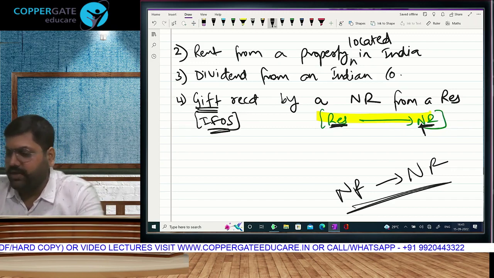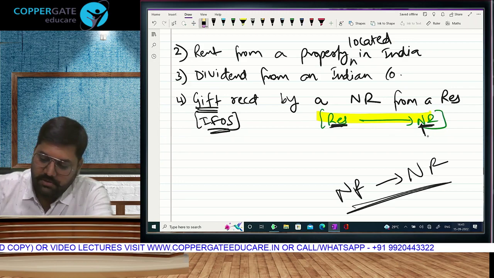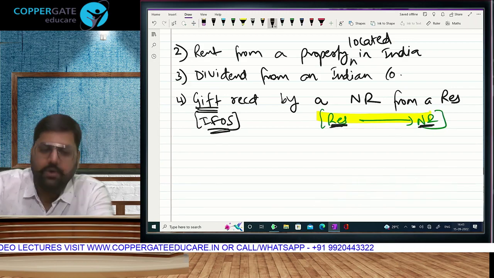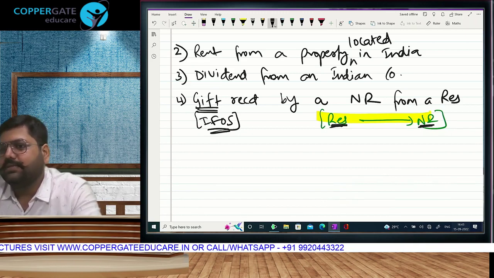If the giver of the gift is, what did I say, friends? That means in effect, can I say a gift received by a non-resident from a resident is going to be taxable.